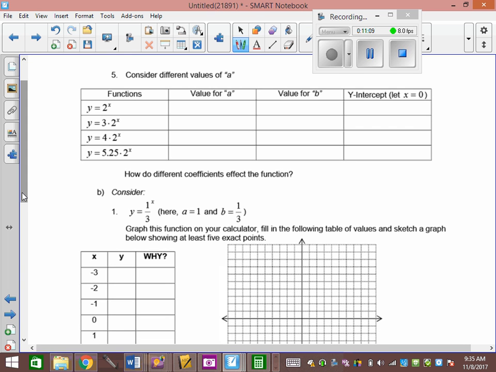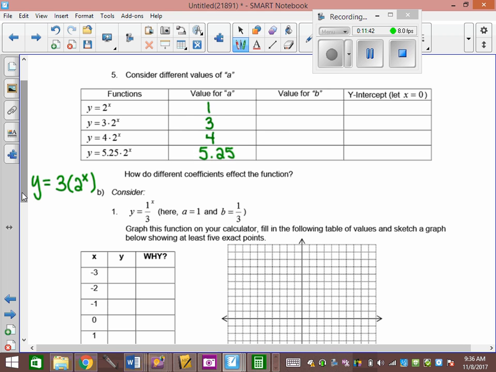Okay, what happens if I change my a values? So this one has an a value of 1, 3, 4, 5.25. So in Y1, type in 2 to the x. If you don't have 2 to the x in it, type in 2 to the x. In Y2, you have to type in 3 times 2 to the x. Now, this does matter how you type it in. So you're going to type it in as y equals 3, and then in brackets 2 to the x.